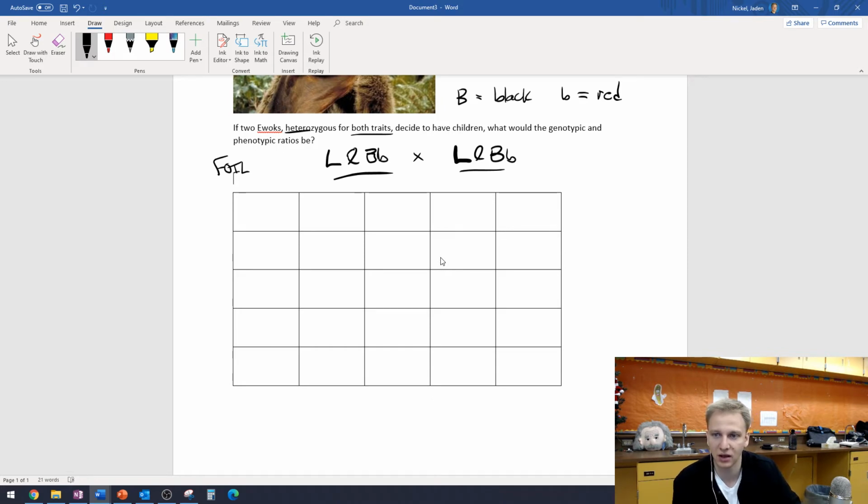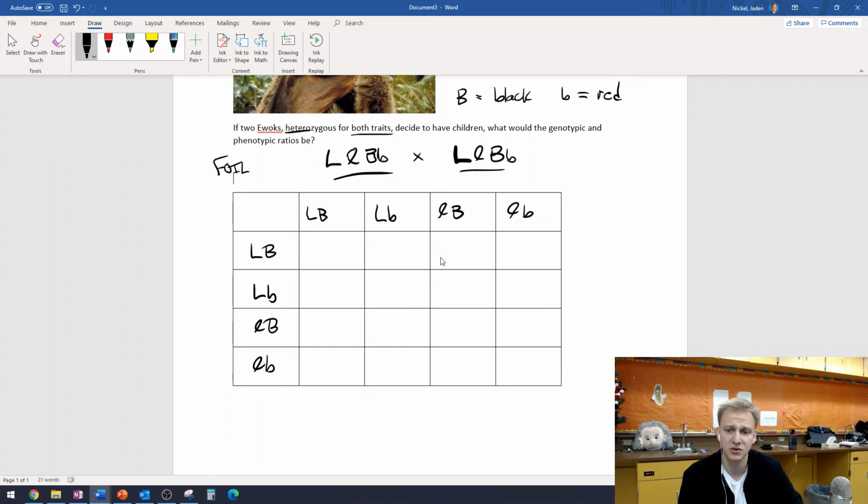So we go L and this B. We have a capital L, capital B. That's one of the options. We also have a capital L, lowercase b. That's another option. Then we go on to this lowercase l: lowercase l, capital B, and lowercase l, lowercase b. What we can see is that we're grabbing one piece of information from each trait. Because we have the exact same critter crossing with this one, both heterozygous, they're going to have the same letter combinations.